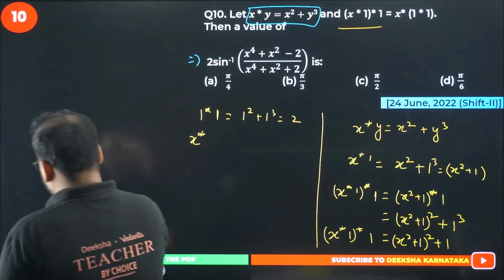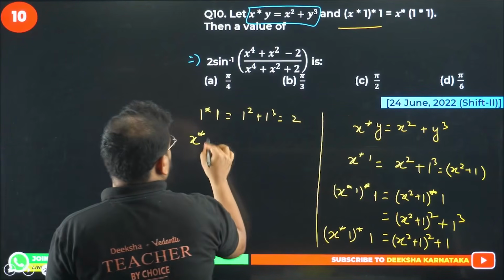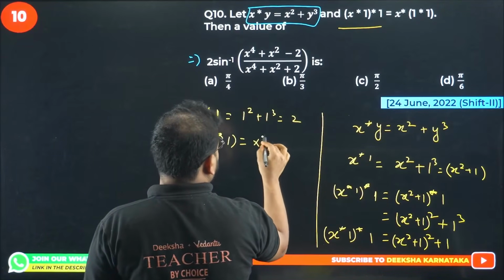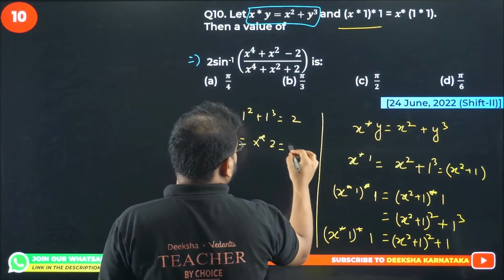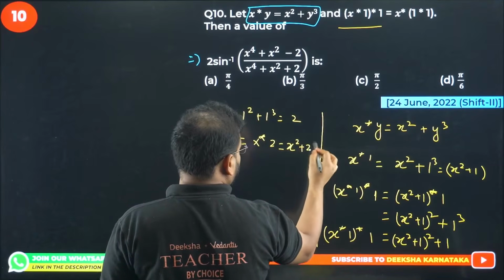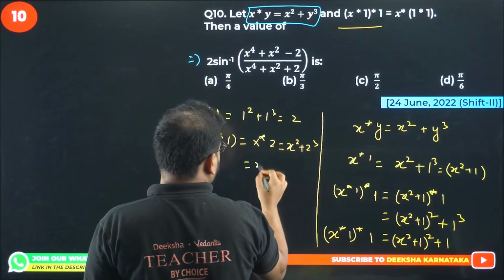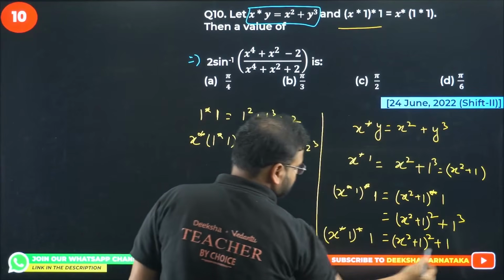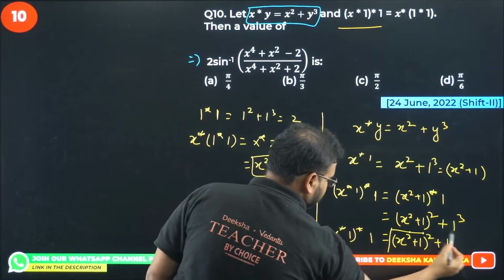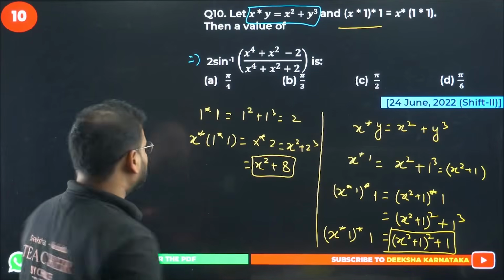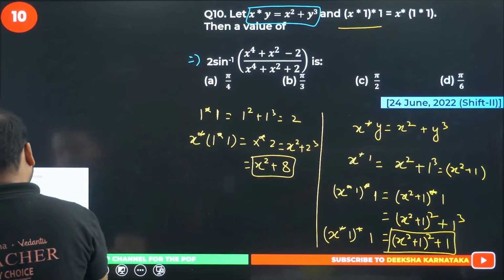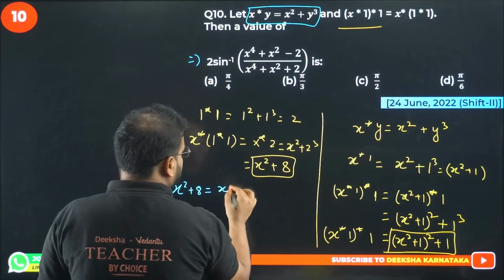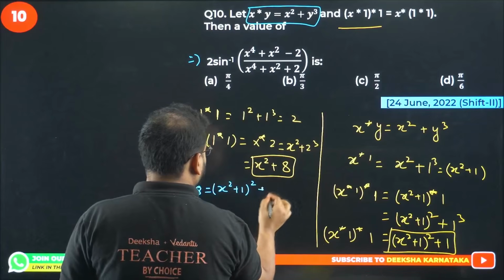x asterisk I can write 1 asterisk 1. Okay. x asterisk 1 asterisk 1 equals x asterisk 2. How much is that? So x square plus 2 cube. How much is that? Simply x square plus 8. Now they are saying that these two are going to be equal to each other. Put them equal to each other. What I have? x square plus 8 equals x square plus 1 the whole square plus 1.